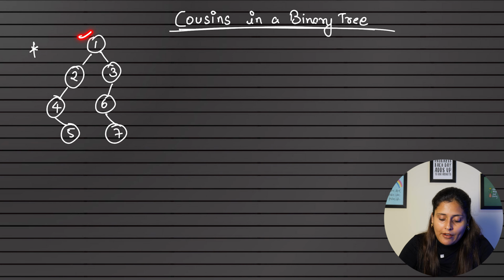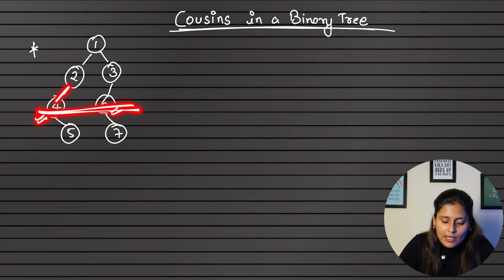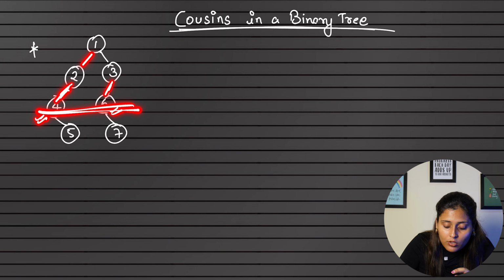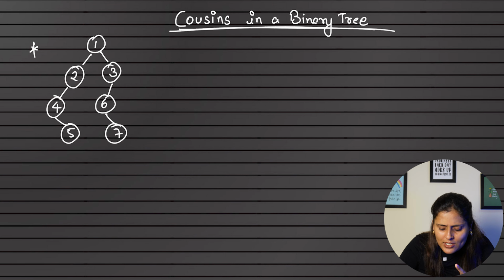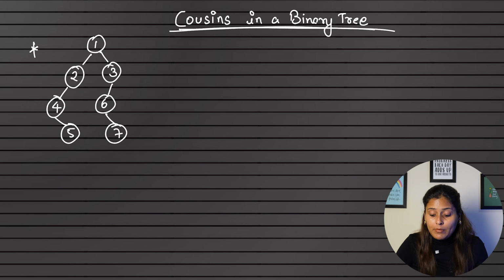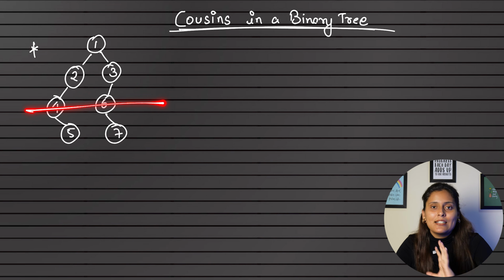So here is a tree we have. Suppose you have to tell the relation between 4 and 3. Are they cousins? No, because they are not on the same level. Now, tell me the relation between 4 and 6. Are they cousins? Are they on the same level? Yes. Are their parents the same? No. When I talk about parents, I don't mean a common parent, I mean just their own parent. Who is the parent of 4? 2. And who is the parent of 6? 3. Are their parents the same? No. Their parents are not the same, but their levels are the same. So 4 and 6 are cousins.